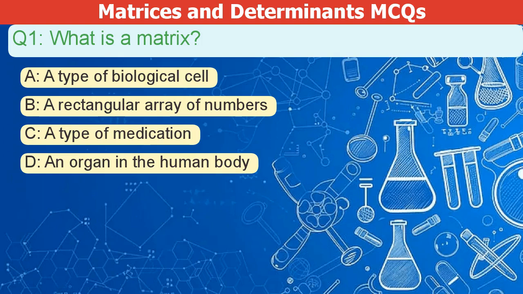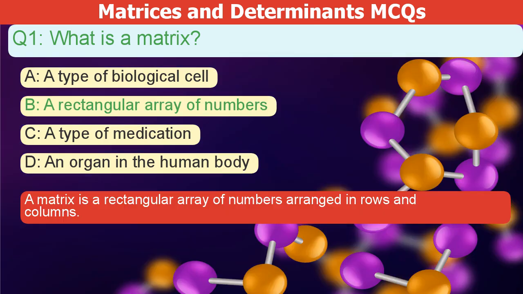What is a matrix? A. A type of biological cell. B. A rectangular array of numbers. C. A type of medication. D. An organ in the human body. The correct answer is B. A matrix is a rectangular array of numbers arranged in rows and columns.